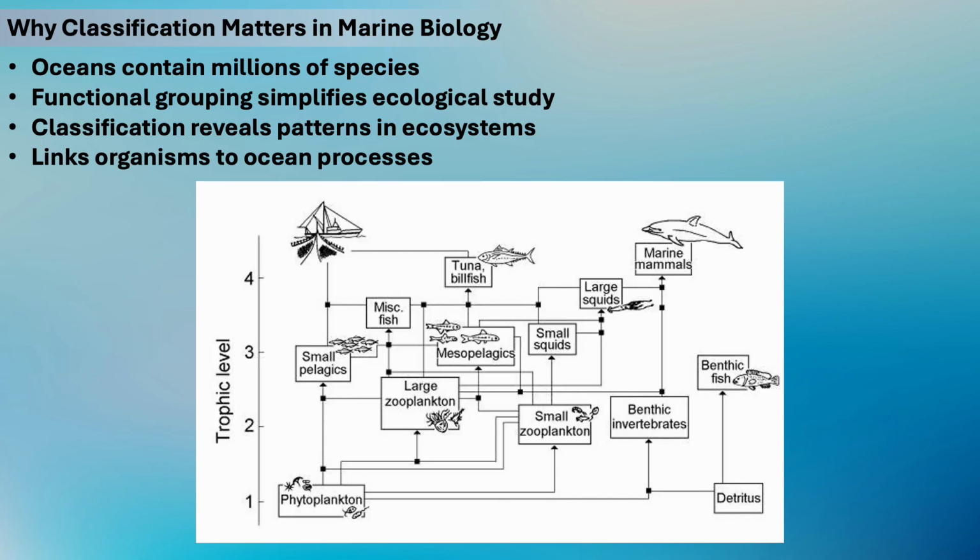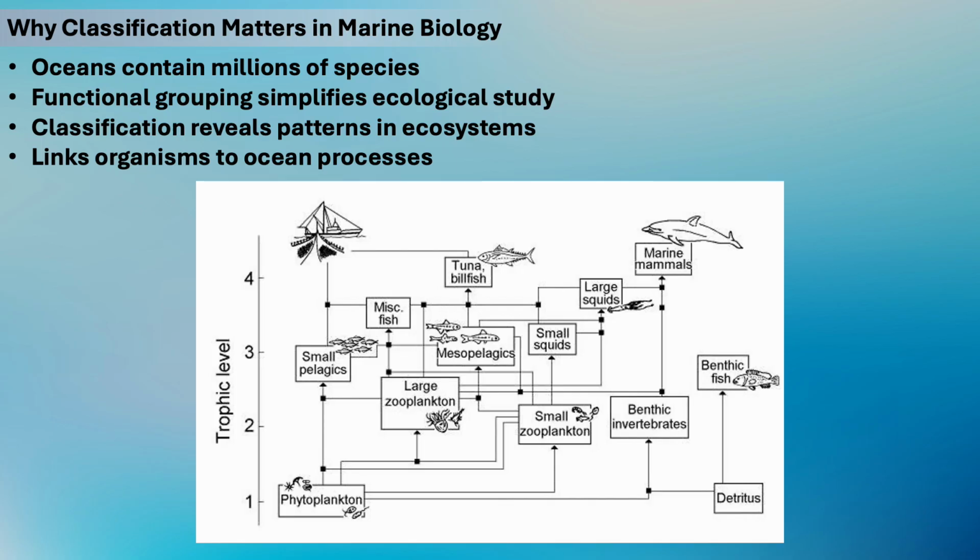Another reason classification is important is that it allows us to link biological patterns to the physical processes we studied earlier in this course. Ocean currents transport nutrients and organisms across large distances. Light availability limits where photosynthesis can occur. Temperature and pressure gradients influence species distributions. By organizing organisms according to their ecological roles, we can more easily understand how these physical processes shape marine ecosystems.